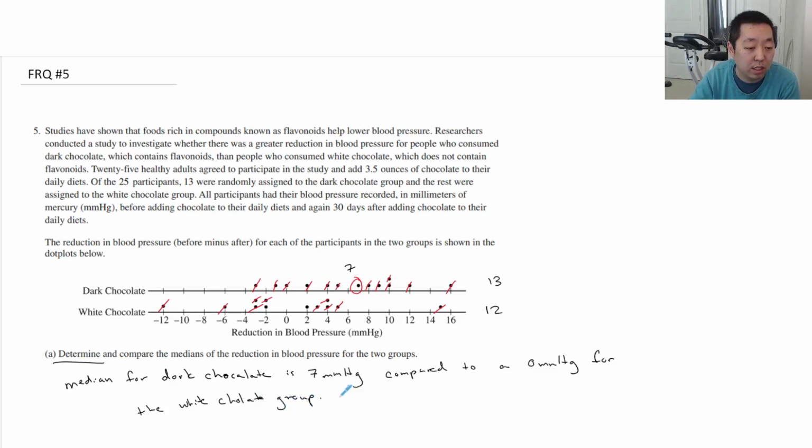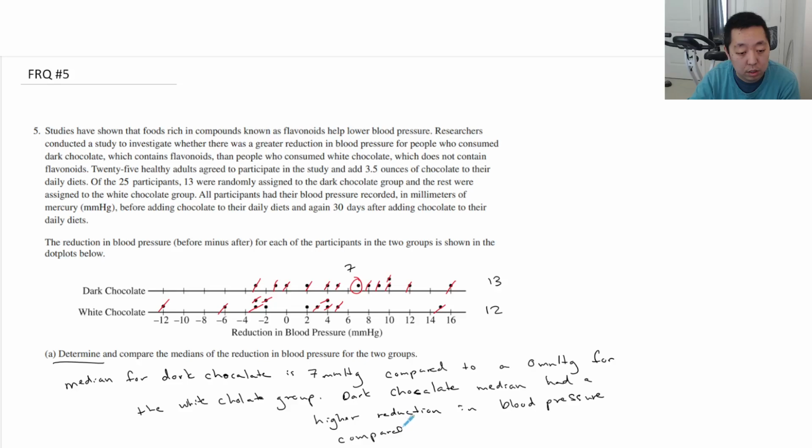So my conclusion is the dark chocolate had a higher reduction. Dark chocolate median had a higher reduction in blood pressure compared to the white chocolate group.